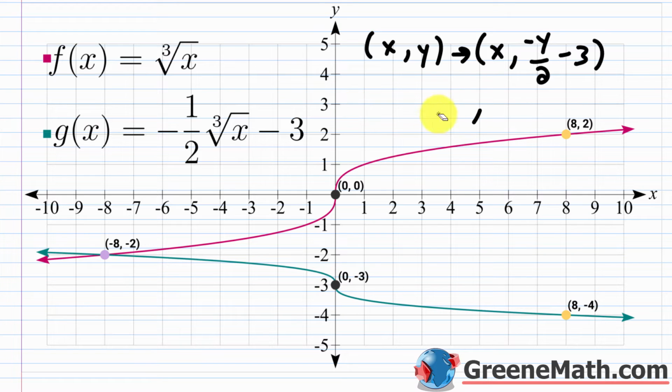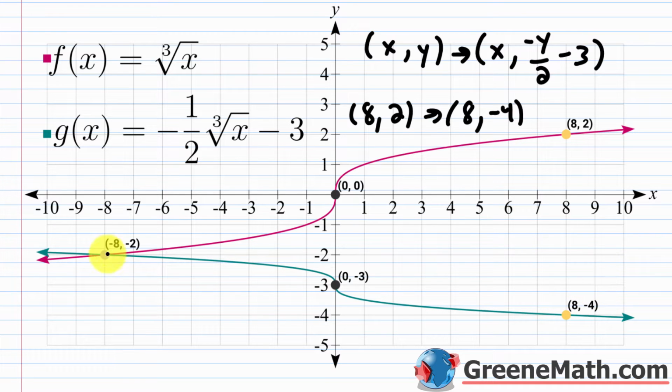Let's do another one. So you have this 8, 2. So 8, 2. Where is that going to go to? Again, the x value stays the same. The y value of 2, you plug that in there. So you have negative 2 divided by 2, that's negative 1. And then negative 1 minus 3, that's negative 4. So you see down here, you have 8, negative 4. You could do this one as well. Turns out that once you go through it, you're still going to have negative 8, negative 2. So you have negative 8, negative 2.